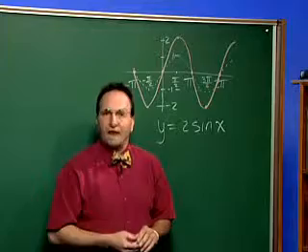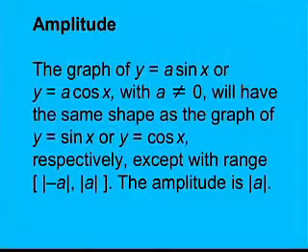Let's formally define amplitude. The graph of y equals a times sine x, or y equals a times cosine x, with a not equaling 0, will have the same shape as the graph of y equals sine x or y equals cosine x, respectively, except with a range of the interval from negative absolute value of a to absolute value of a, which is to say that the amplitude is equal to the absolute value of a.